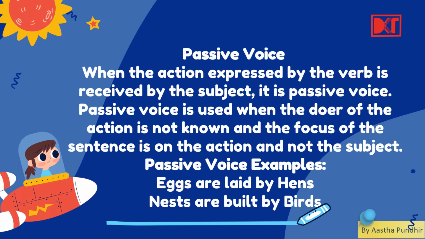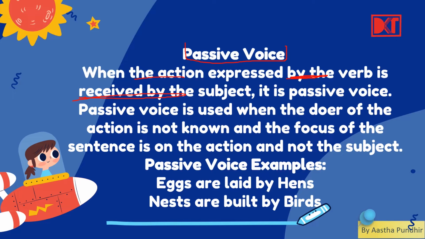Now passive voice. The second category is the passive voice. Passive voice में क्या होता है? When the action expressed by the verb is received by the subject. जो action है, जो verb हमें बताता है action, verb क्या होता है? Verb जो word है, which tells us the action.